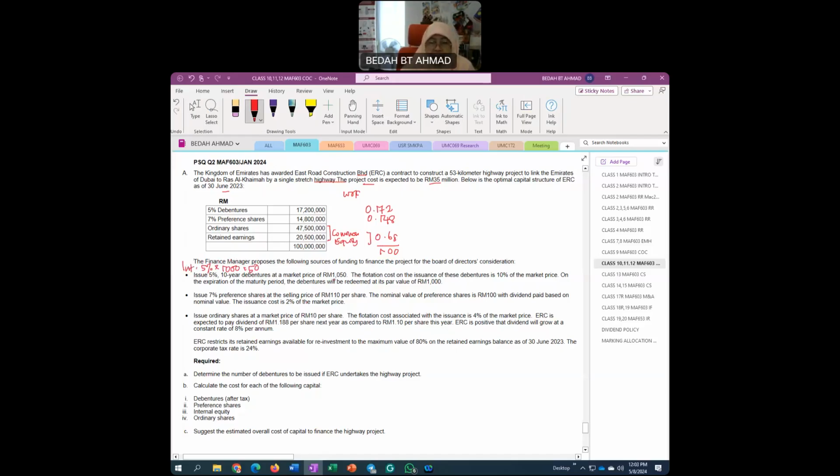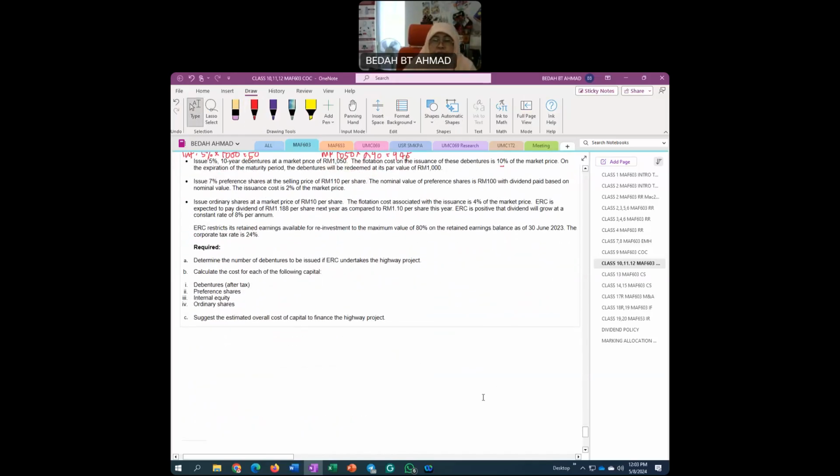Okay, then the market price is 1,050. So this is the market price. Flotation cost is 10% of the market price. So that means 1,050 multiplied by 90%, so it is 945. Okay, on the expiration of maturity, debentures will be redeemed at par value 1,000. So we settle the cost of debt first, which is to find the KD after tax.